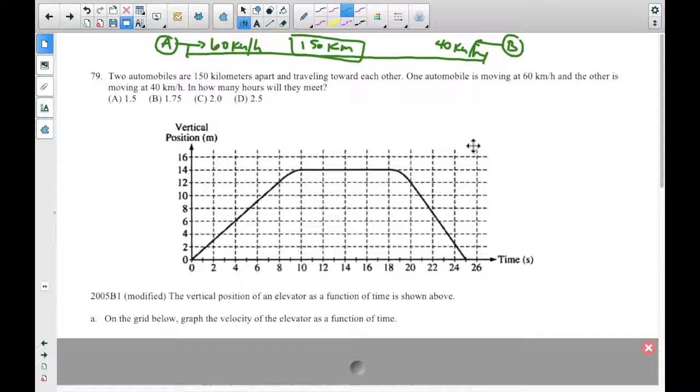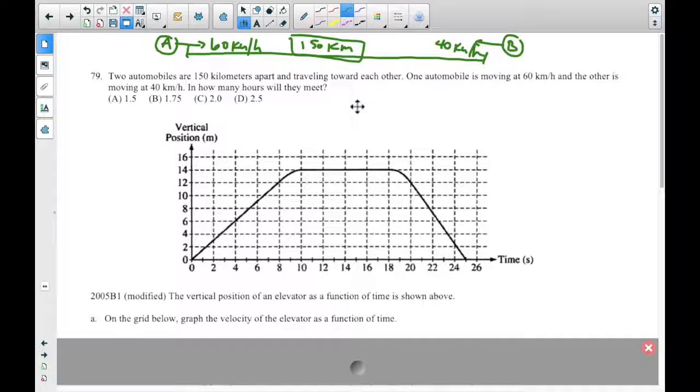Okay, number 79. Let's read through the problem. In number 79, two automobiles are 150 kilometers apart and traveling towards each other. One automobile is moving at 60 kilometers per hour and the other is moving at 40 kilometers per hour. In how many hours will they meet?